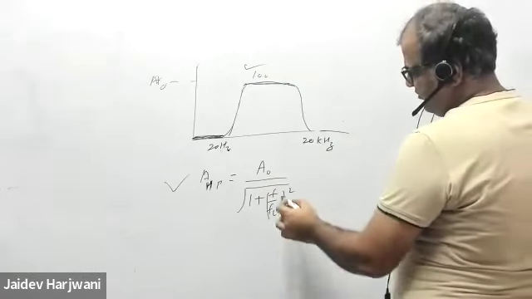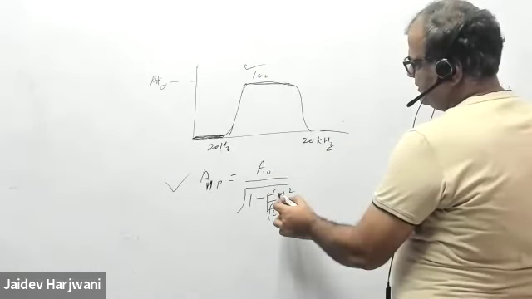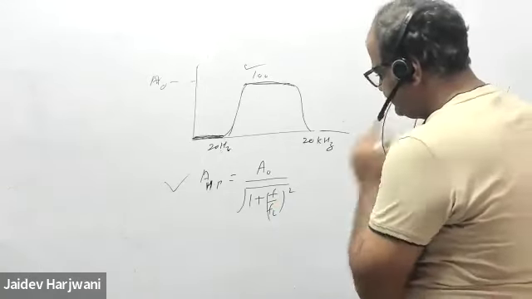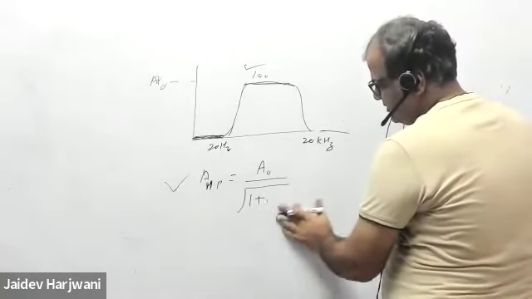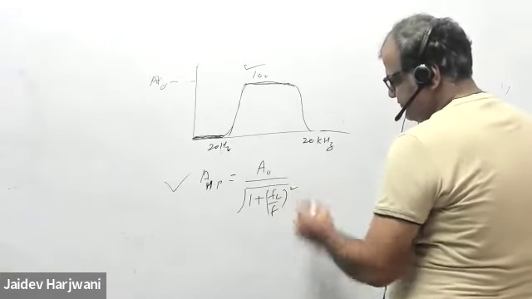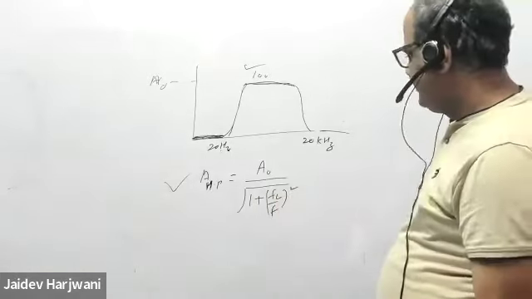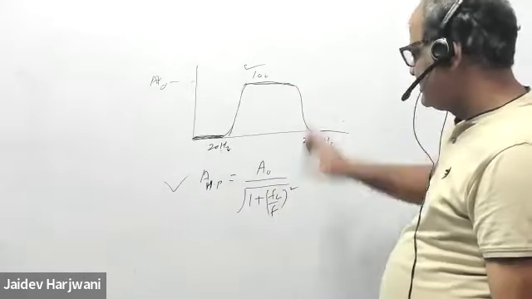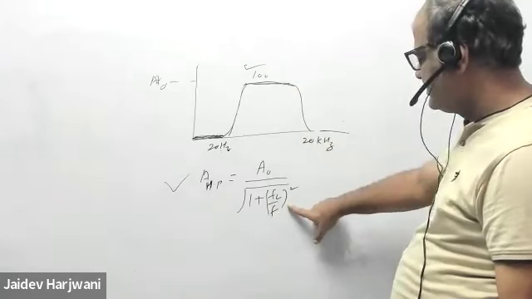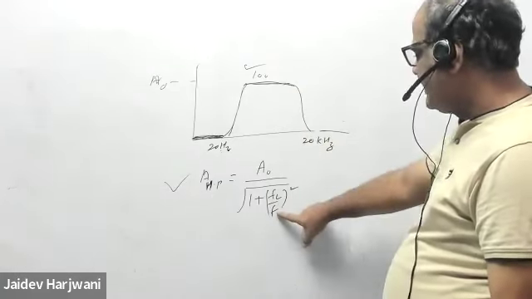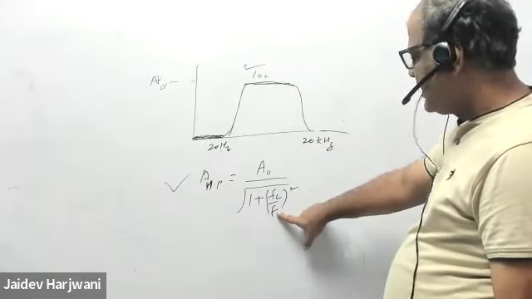It is FL upon F, squared. If F is 0, then FL upon F becomes infinite and the gain becomes 0. So is this high pass or low pass? For high frequencies, this term goes to 0, so high frequencies are passing. This is a high pass.